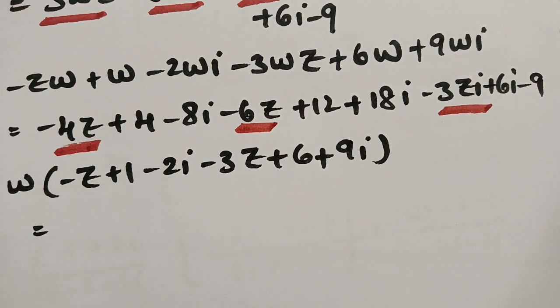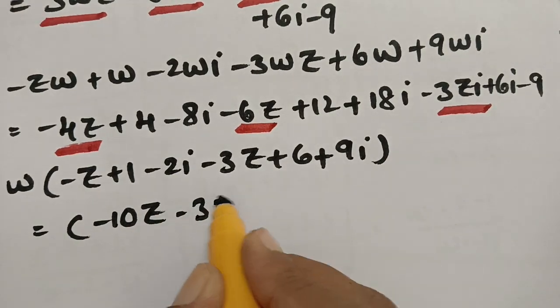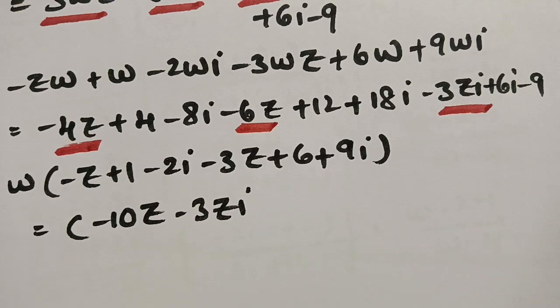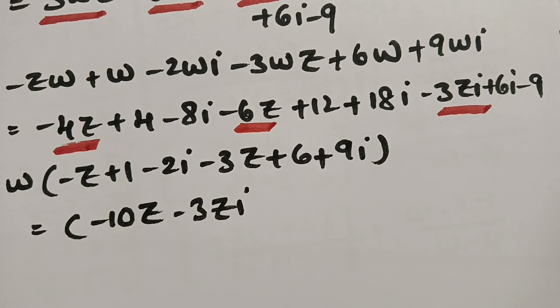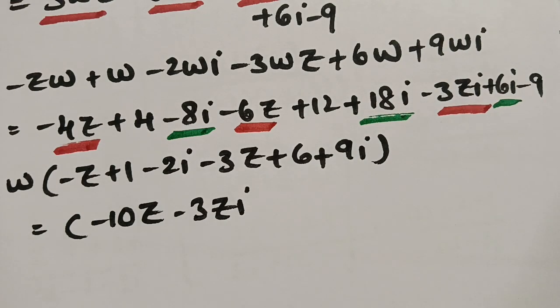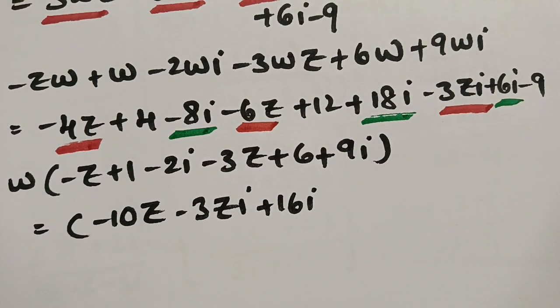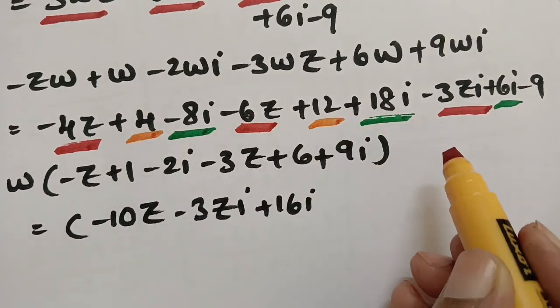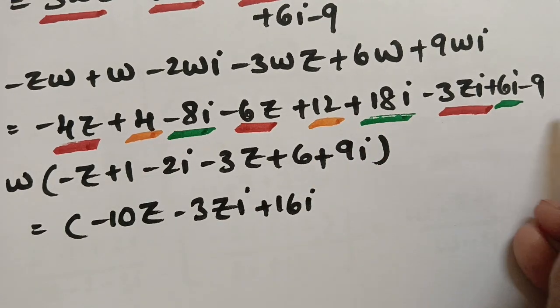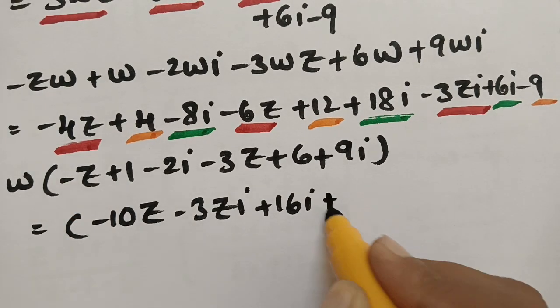So this is going to become minus 10z, minus 10z. This is minus 3zi, and the next thing I am going to take common is minus 8 plus 18 plus 6i. So this is plus 10 plus 6, so this value is plus 16i. Later, for the constants, this is 4, 12, so this value is 16 minus 9, which becomes plus 7.